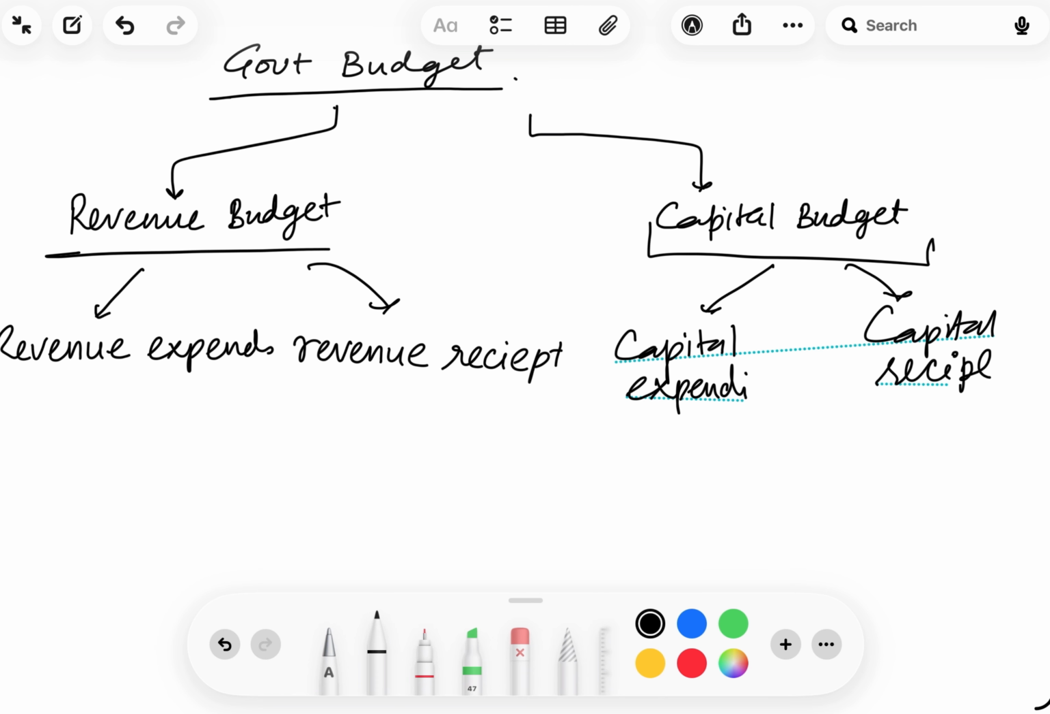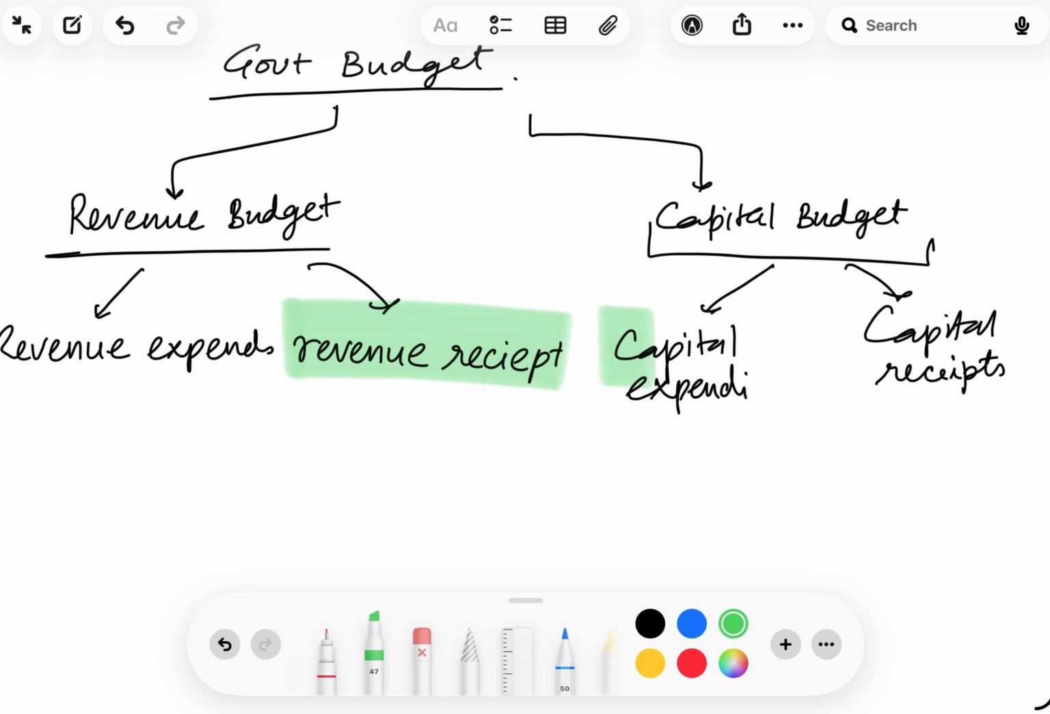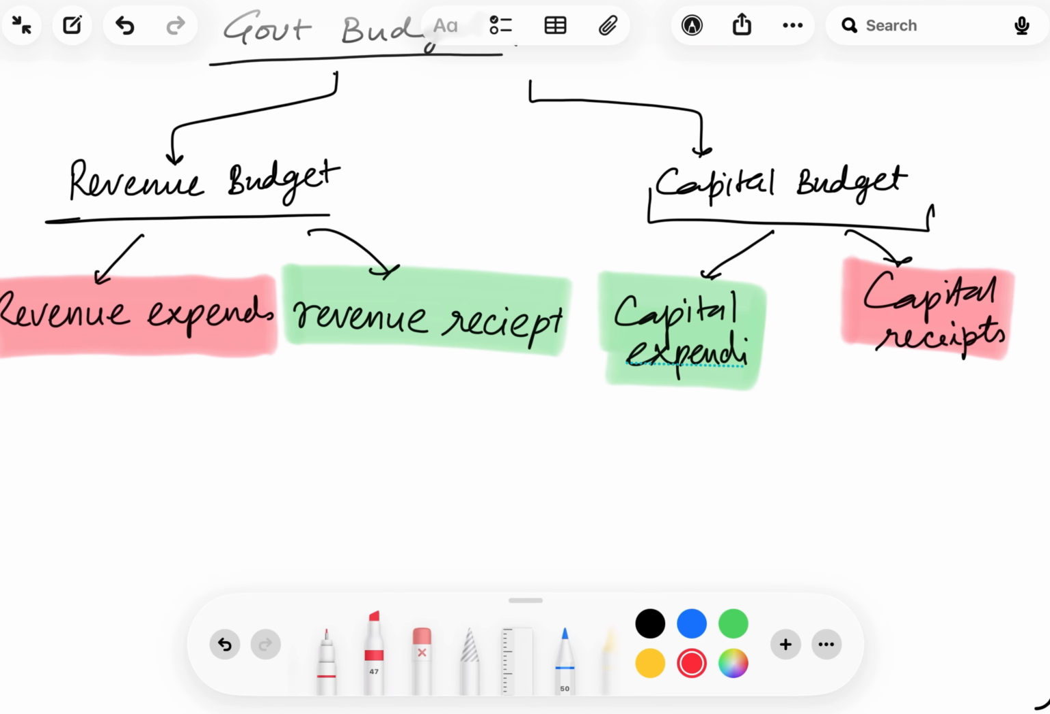One thing I want to tell you is, out of these four things, you should remember that revenue receipts are good and so is capital expenditure, but capital receipts are bad, so are revenue expenditures. I'll tell you in detail. This is just a brief roadmap, a color scheme which I think you should remember.